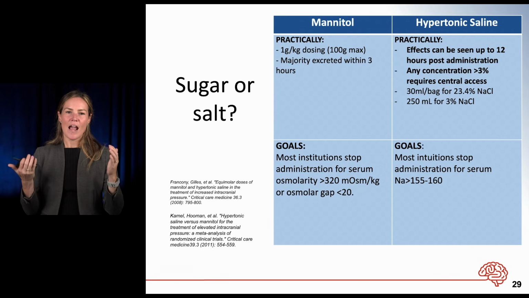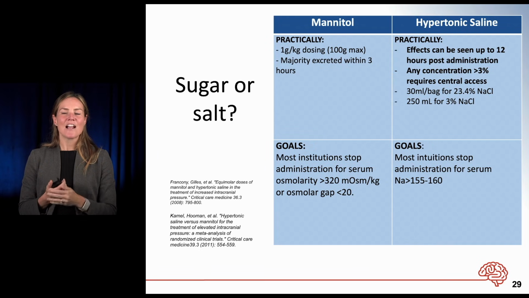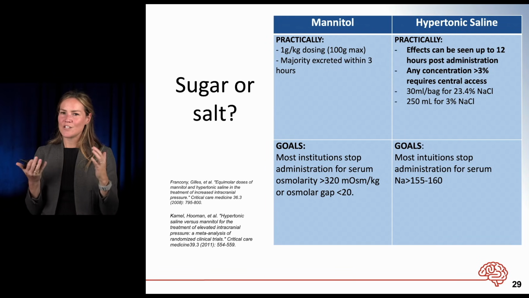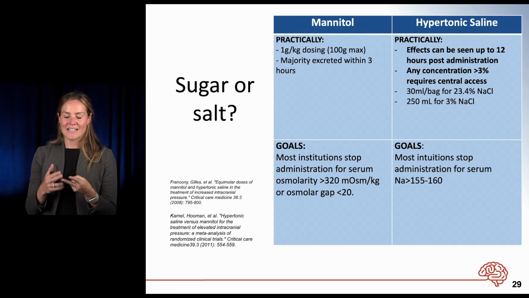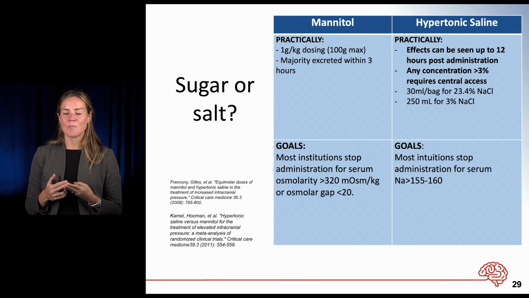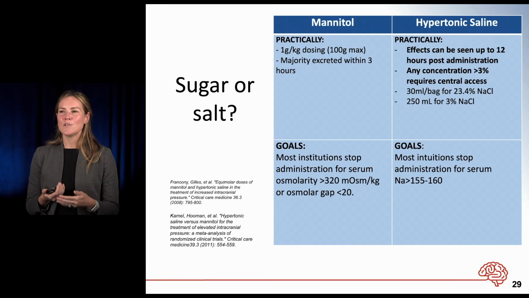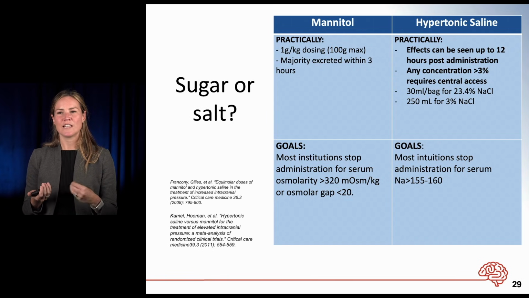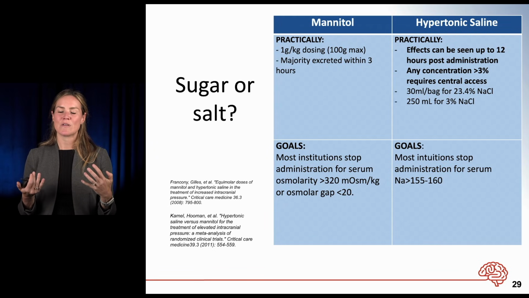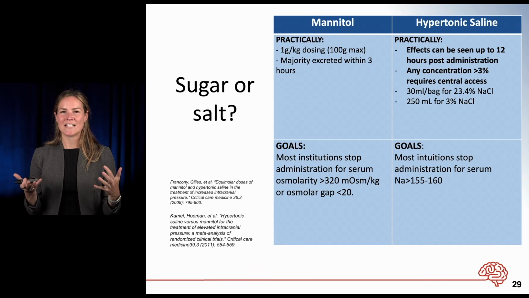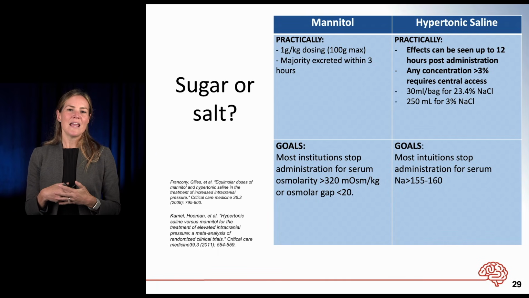Practically speaking, for hypertonic saline, it actually has a longer effect. And you can give any concentration: 3%, 7.5%, or even 23.4%. Now, the trick here is that most institutions are going to require central access for at least 23.4%. Some institutions will allow 3% to be given peripherally.